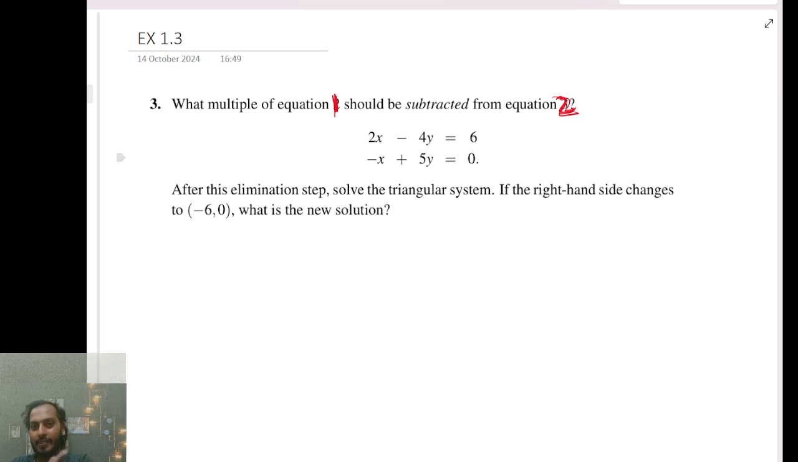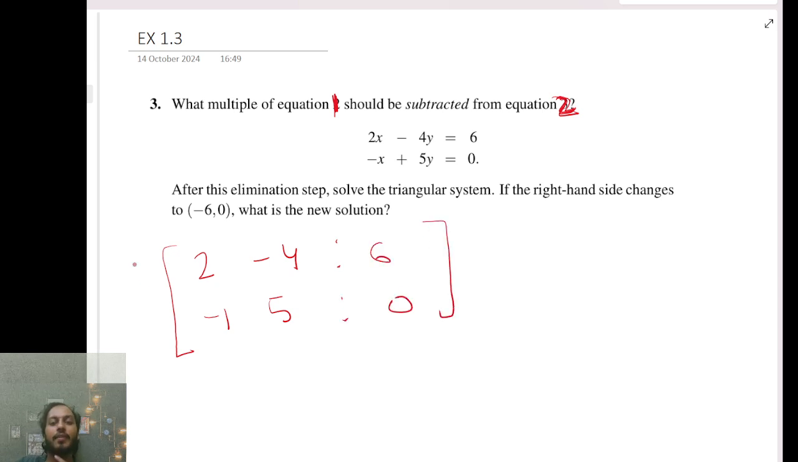Now again, there is a first equation and a second equation. Can you tell me the matrix associated with this system? I think 2, minus 4, minus 1 and 5. This is the matrix associated with it. And if you want to write the augmented matrix also, that is 6 and that is 0.